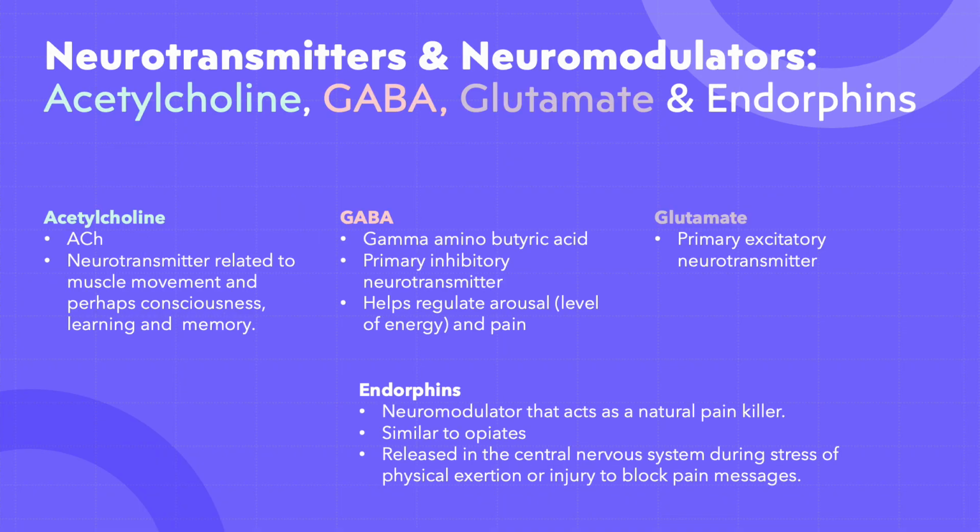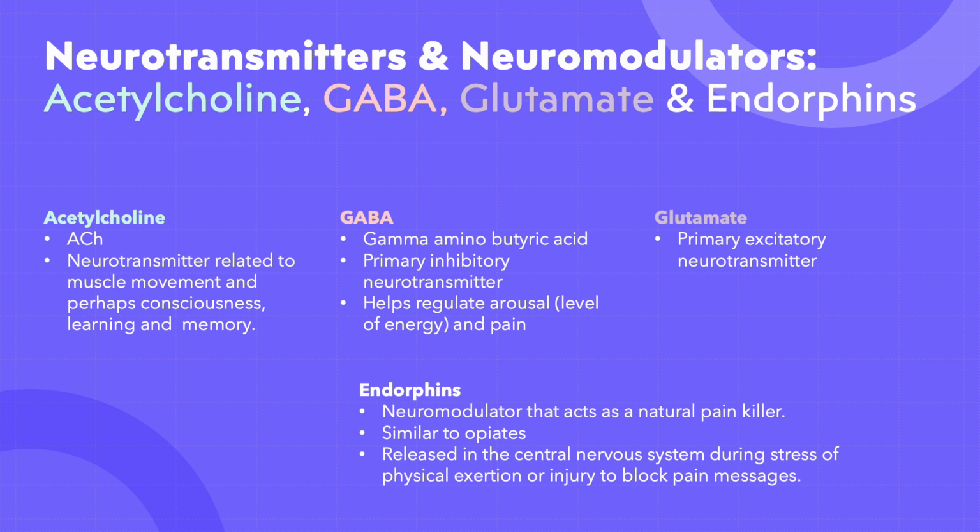There are different types of neurotransmitters and neuromodulators. They're not all the same. The first one is acetylcholine, which is a neurotransmitter related to muscle movement and perhaps consciousness, learning, and memory. You'll actually see people with Alzheimer's, which is usually associated with degradation of your brain, memory loss, and whatnot, experience the loss of these acetylcholine neurons that are being released into their synapses.